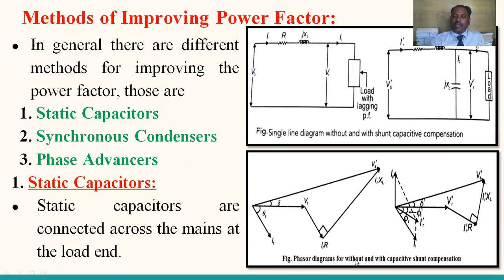So this is the phasor diagram without and with capacitive shunt compensation. If you take a circuit and analyze it without any capacitor, what is the phasor diagram? And if you connect a capacitor across the load and analyze, how does the angle between voltage and current reduce? IL is a lagging current. Due to the leading capacitive current, these two neutralize each other, and the resultant current comes towards unity. This is the main idea.